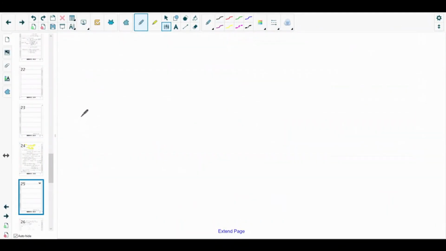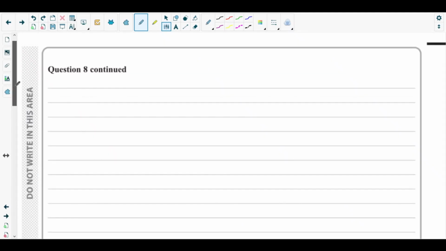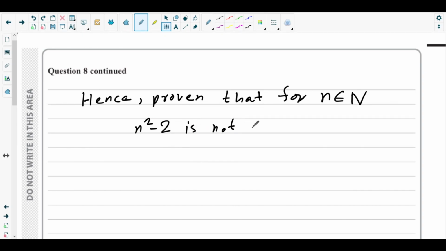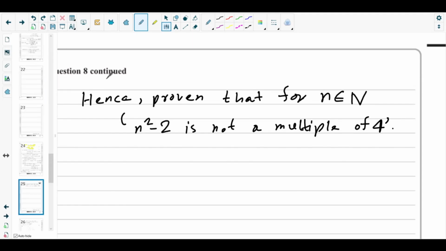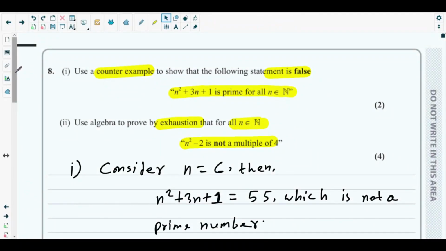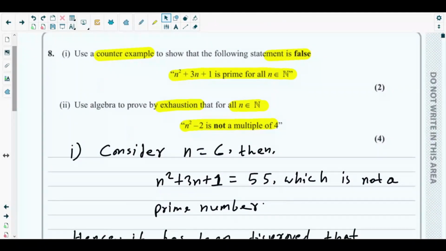So what we can write now? Hence proven that for n element of natural numbers, n squared minus 2 is not a multiple of 4. Done. And that's what part 2 of question number 8 has asked for. And that's the end of question number 8.